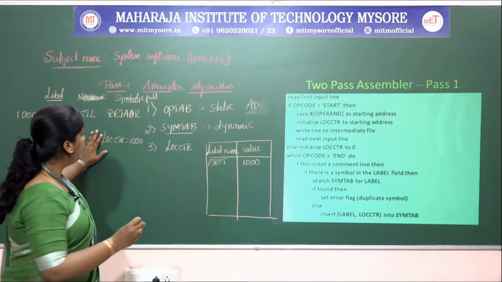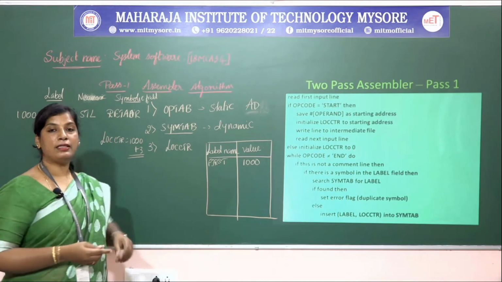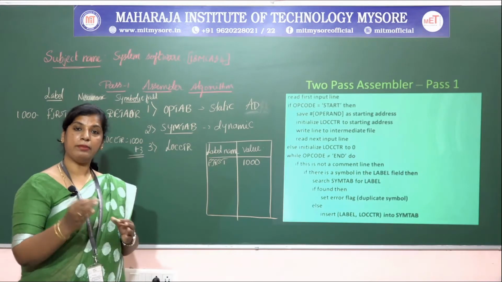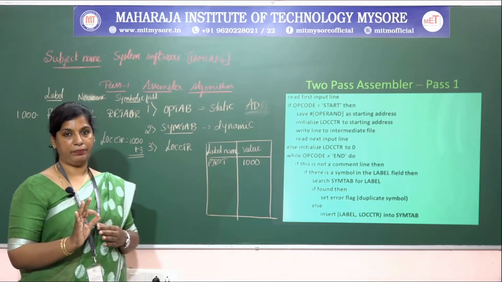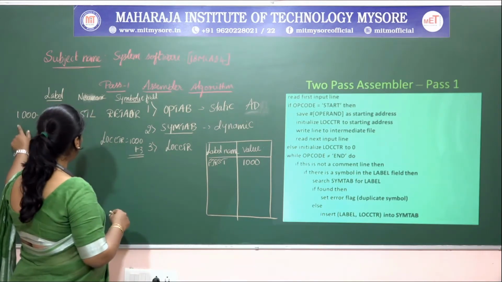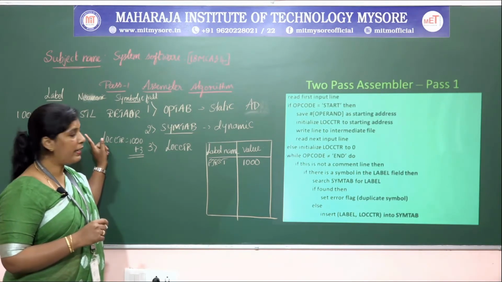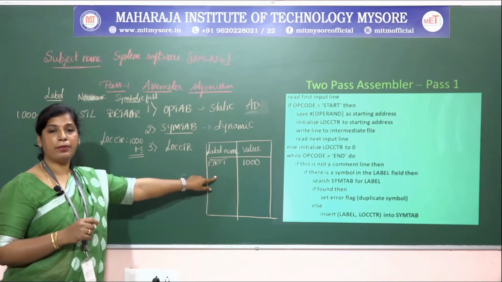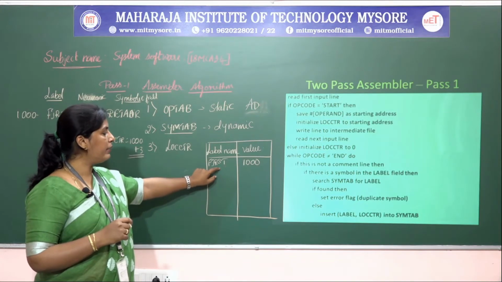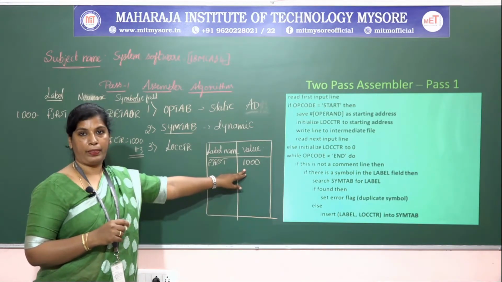If it is valid, then the location counter value is incremented by 3 for the next instruction, since it is a SIC machine. Every time the location counter value must be incremented by 3. After that, it points to the next instruction. Then it searches for any symbol present in the label field. If there is one, it searches the symbol table to see whether that symbol is already present. If it is not present, it writes the symbol into the symbol table along with the location counter value.